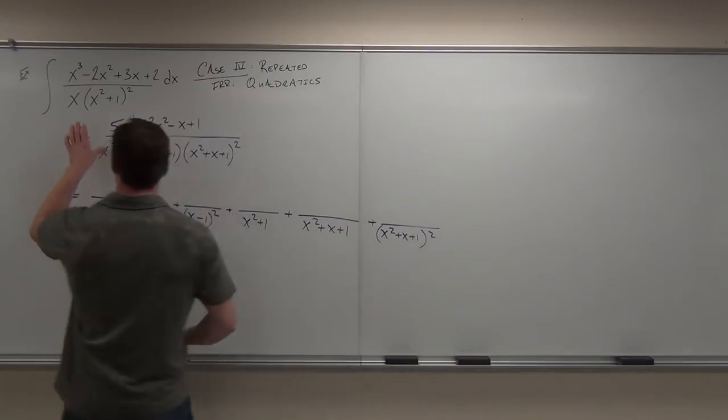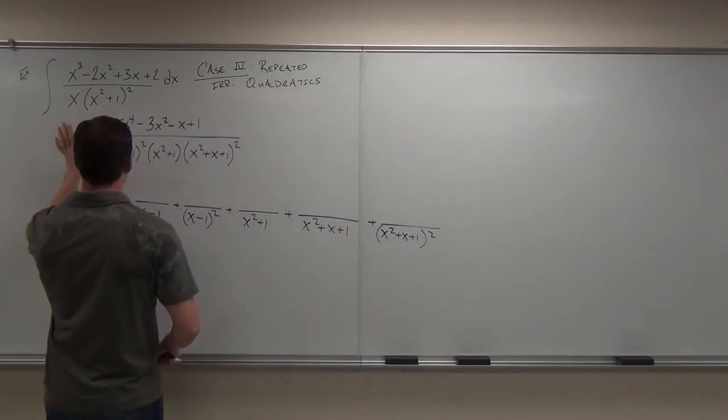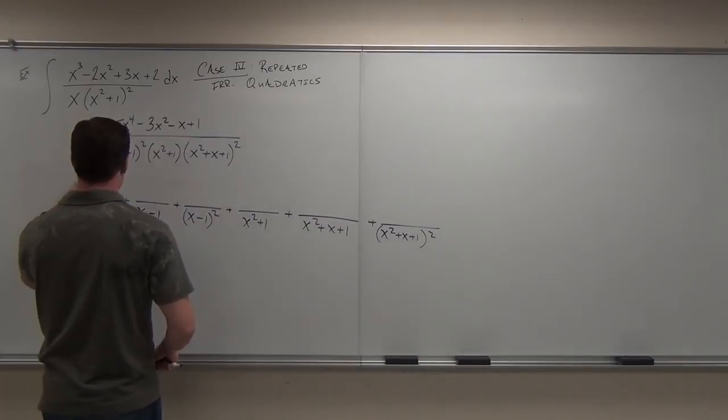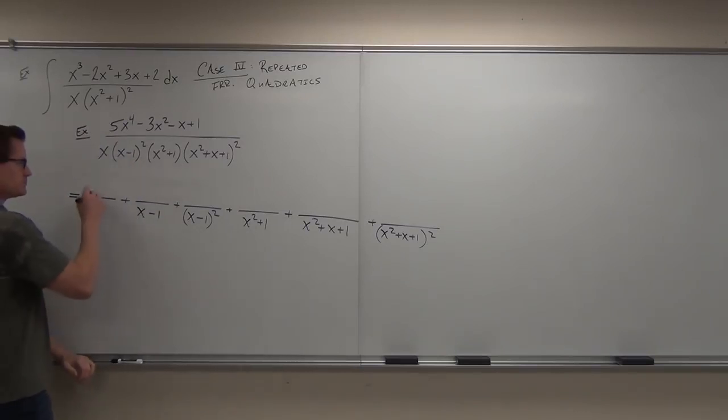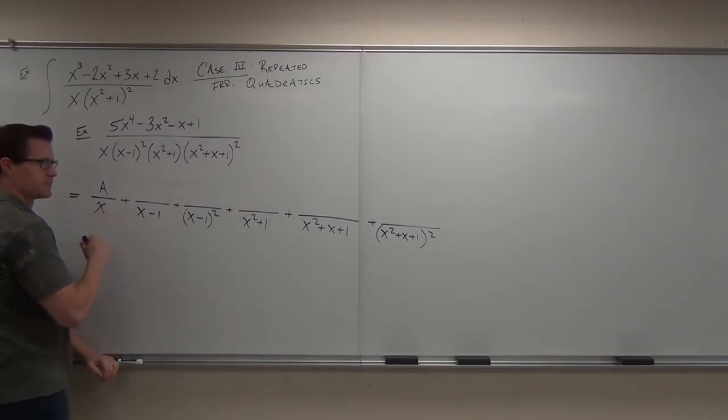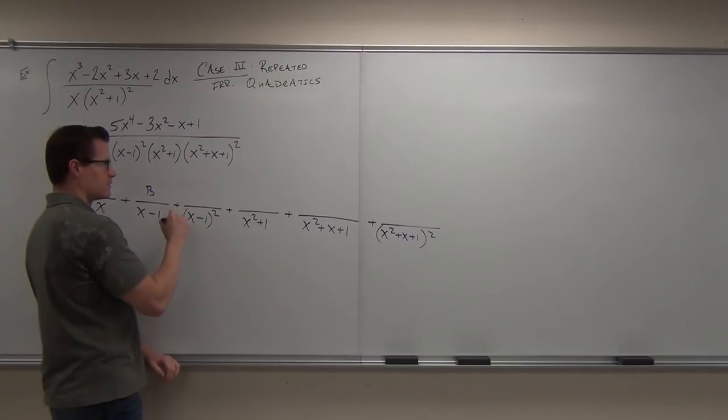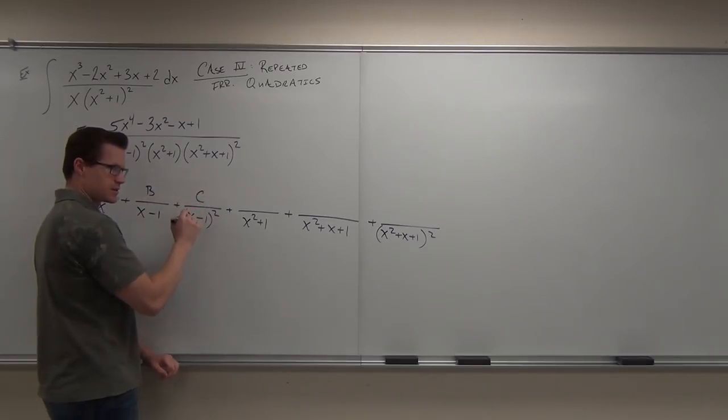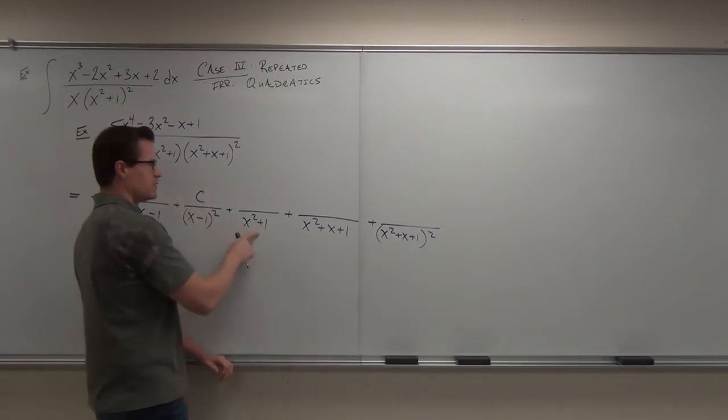Now, let's go ahead. I'm going to erase that again. Let's figure out what we should have. What's the first letter we would start with? A. It's linear. Next one. B. Good. How about C? This would be C. Yes, that's still C because it's repeated linear.